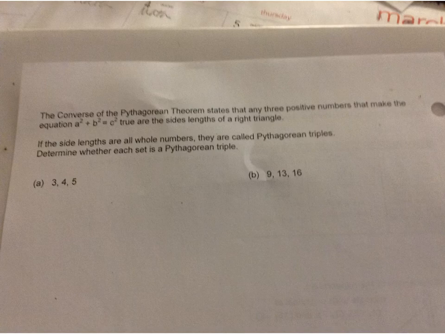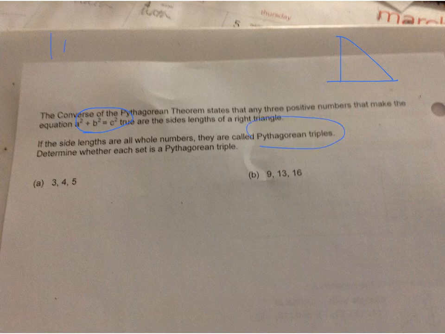Now, the converse of the Pythagorean theorem states that any three positive numbers that make the equation a squared plus b squared equals c squared true are side lengths of a right triangle. Not every side length can make up a right triangle. You have to use this formula, a squared plus b squared equals c squared. If the side lengths are whole numbers, they are called Pythagorean triples. So we have to determine if that's true.